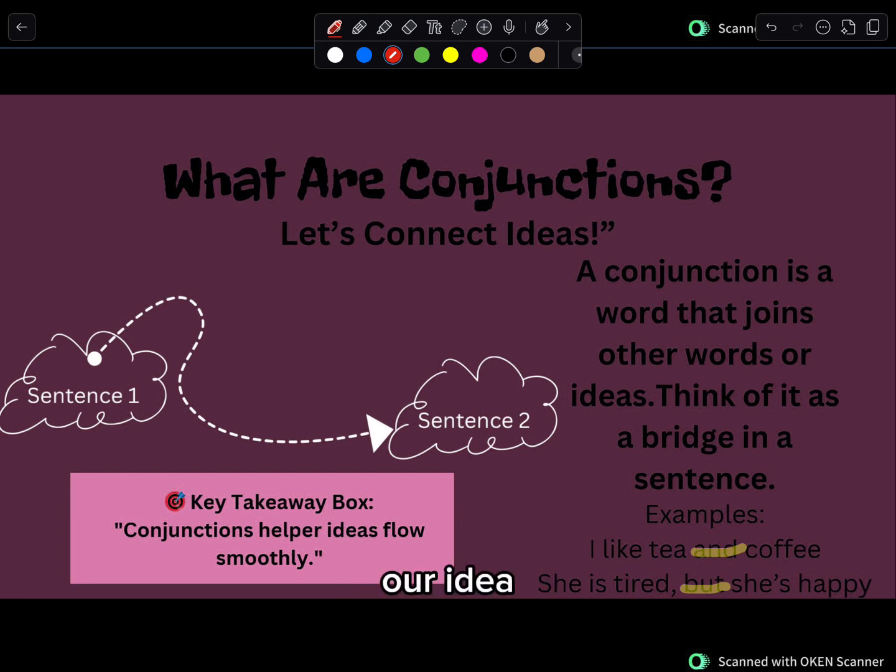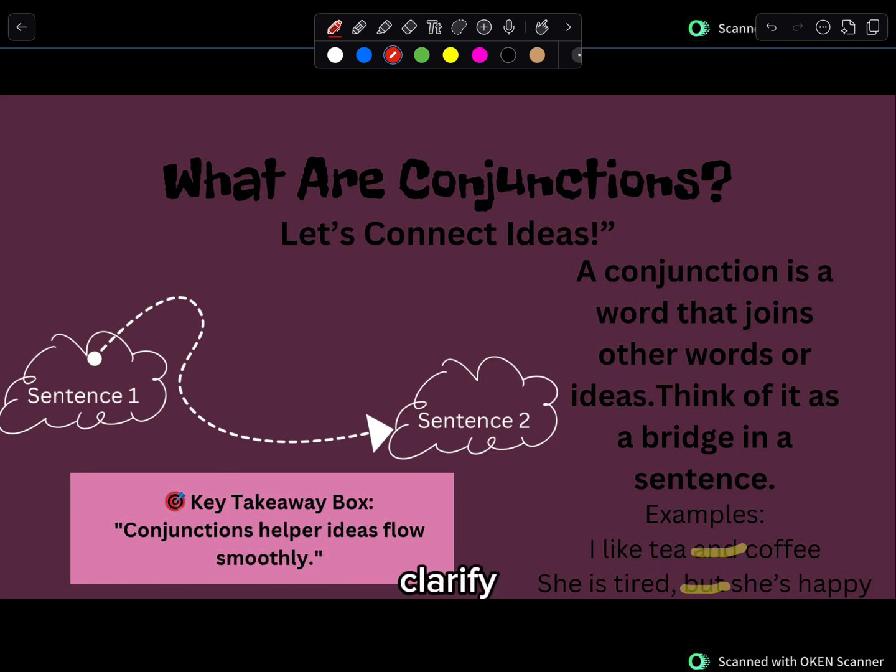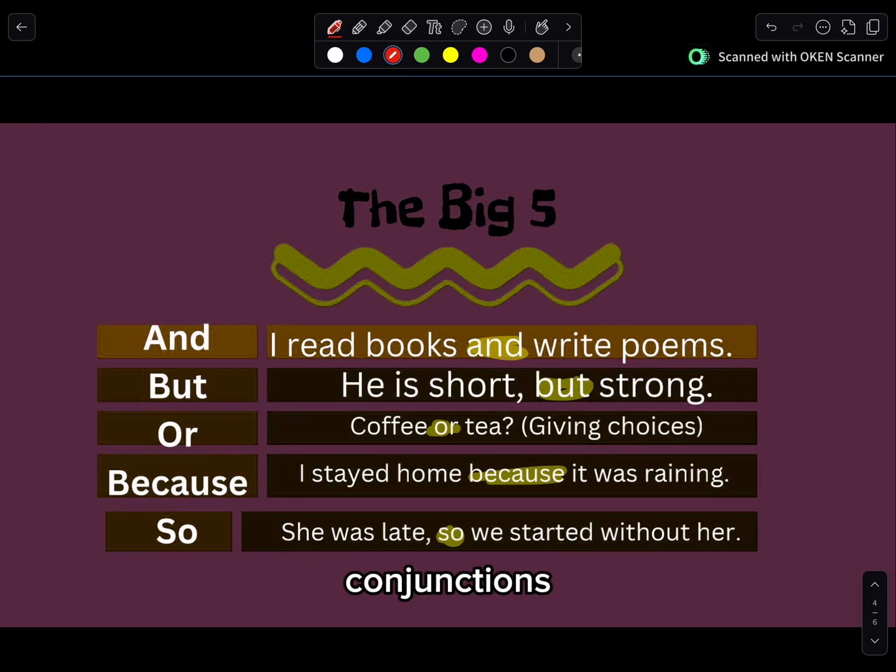It includes our idea. But "and" doesn't mean the same thing as "but." I just used it right now. She is tired, but she's happy. Grammatically, "but" is making a difference between two ideas. But in the case of this sentence, it's probably to reassure the person that we're speaking to. She's tired, but she's happy. She's gonna be okay. That's definitely a great example of how conjunctions can better clarify how we or someone else is feeling.